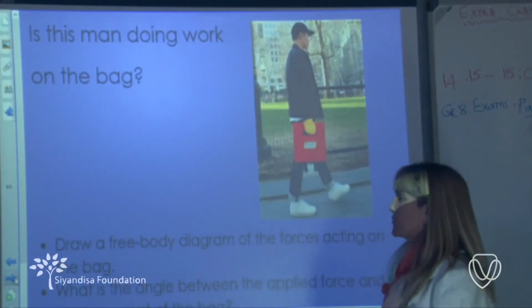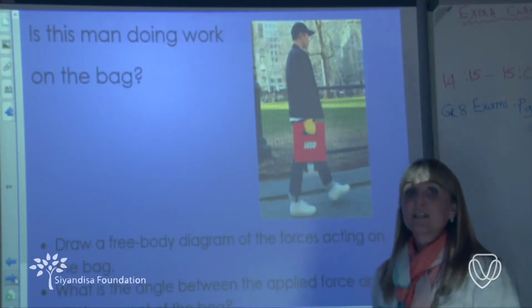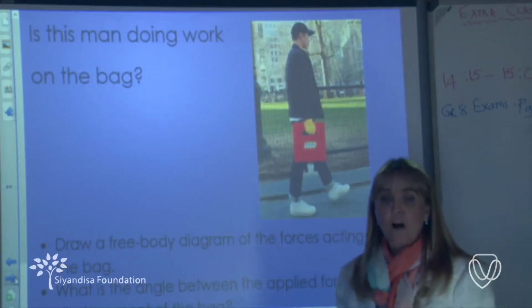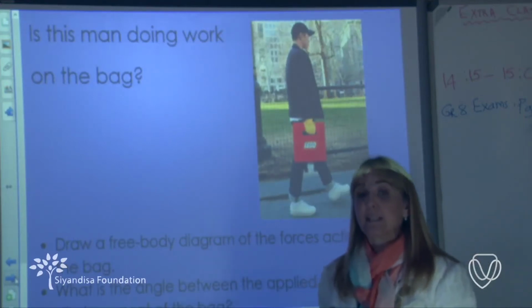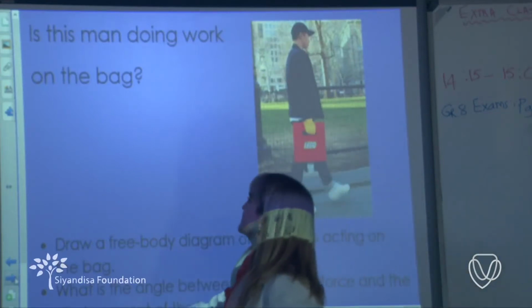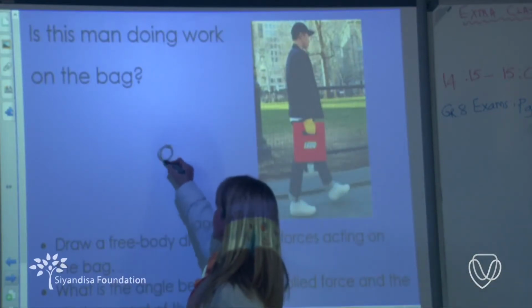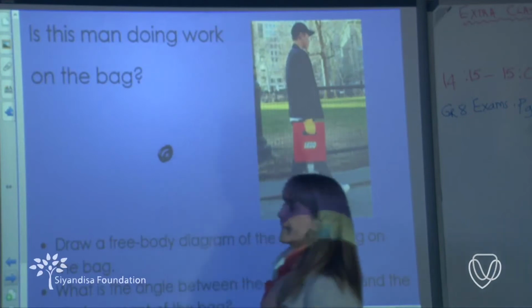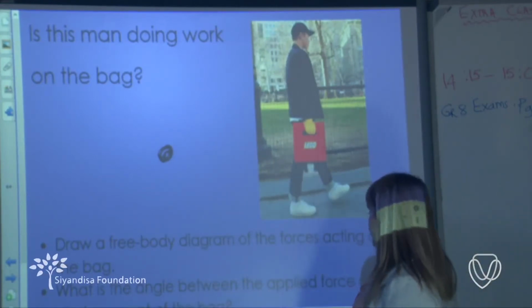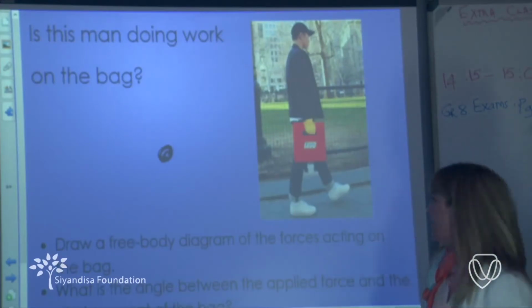Now, the first thing that you'll always do in answering these questions is to draw a free body diagram. Now, you all know the importance of free body diagrams in physics, especially in mechanics. So let's start off by drawing the bag. And now let's draw in the forces acting on that bag. Remember, please, to always use a ruler when you're drawing free body diagrams.